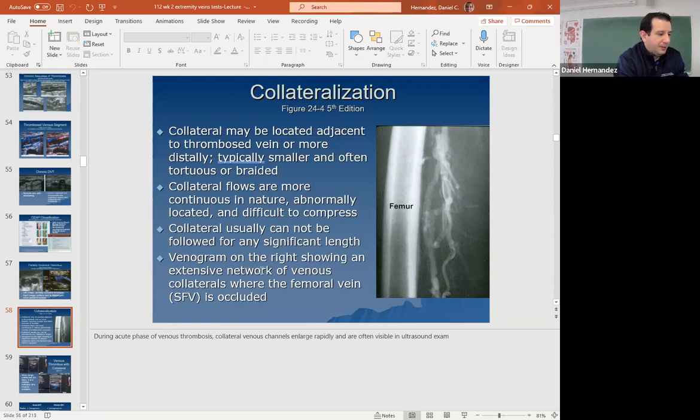So this is just a venogram of the right showing an extensive network of venous collaterals where the femoral vein is occluded.